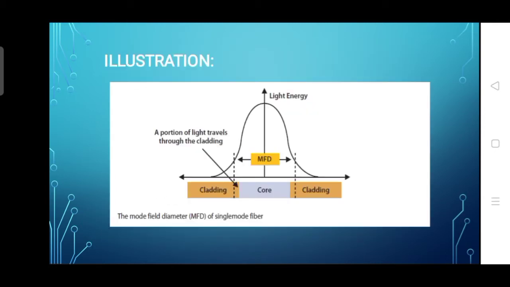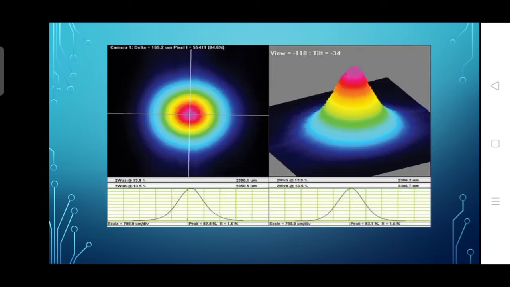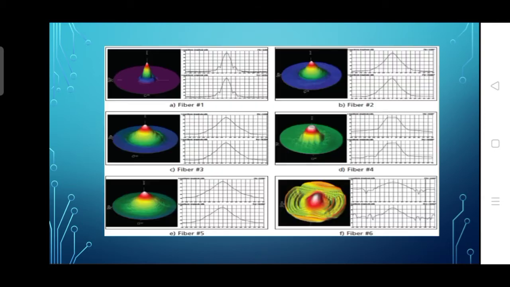So here is an additional illustration of the MFD. Here we can see that MFD is a core and a part of a cladding, and a portion of light travels through the cladding. And here is a 3D graph of an MFD. And here, an additional 3D graph of the MFD.